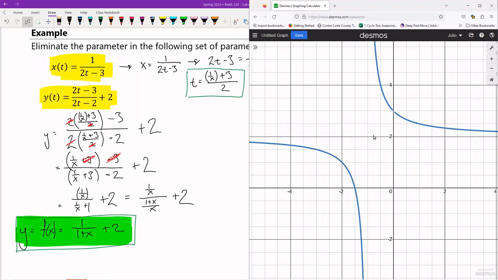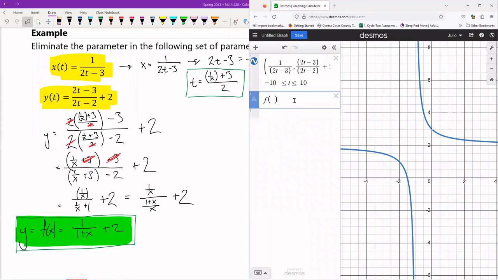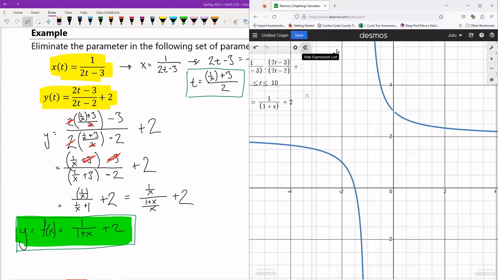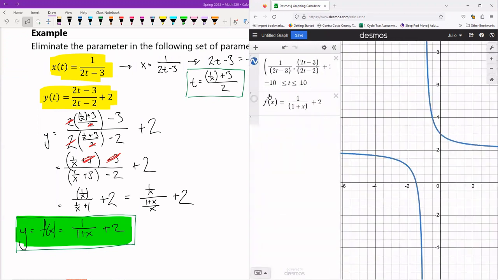Okay. Now let's go ahead and graph our f of x. f of x is equal to 1 divided by (1 plus x), plus 2. If you guys take a look, it is the same equation. Just one is done parametrically and one is done explicitly using y equal f of x. Both are the exact same graph, right?